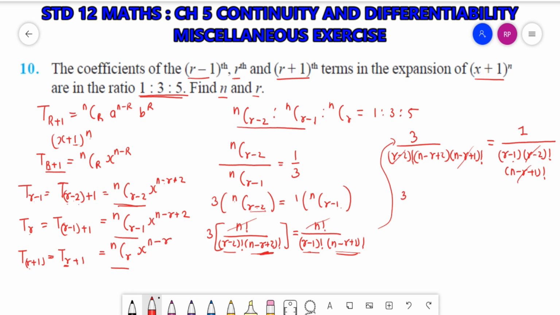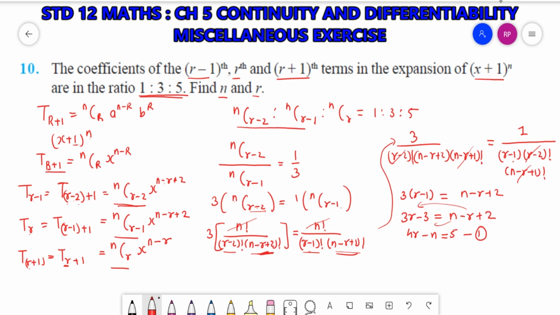Cross multiply. 3 into (r-1) equal to 1 into (n-r+2). 3r minus 3 equal to n minus r plus 2. When I take r here, it will be 3r plus r, 4r, and when I take n here, minus n, and when I take the constants here, minus 5 equal to 0. Or else I can write 4r minus n equal to 5. Let's name this as equation 1.